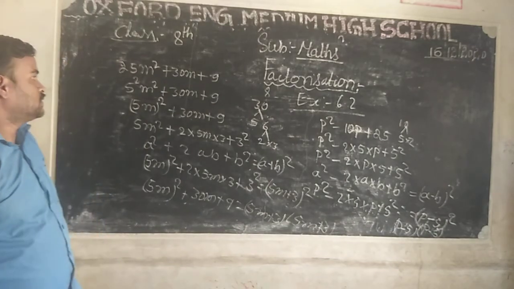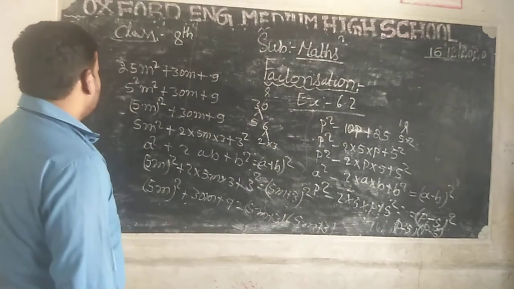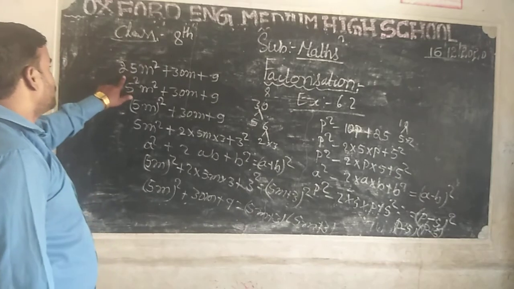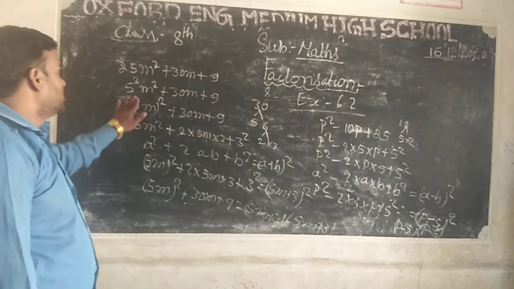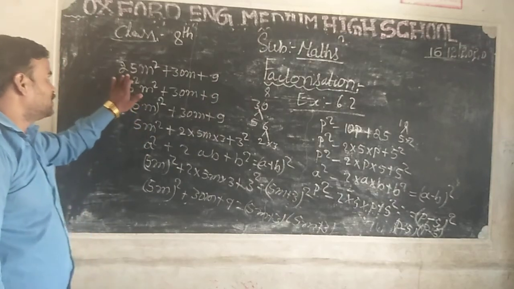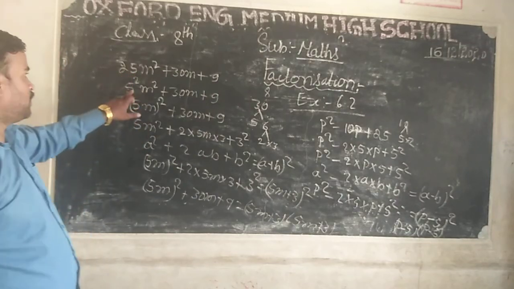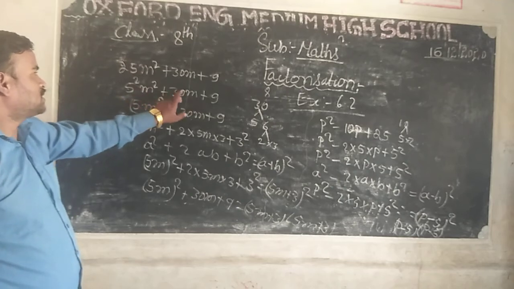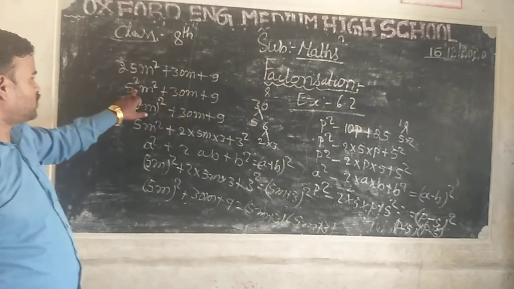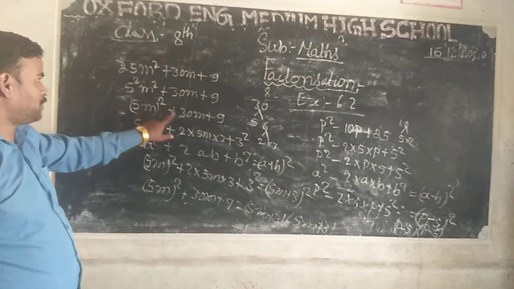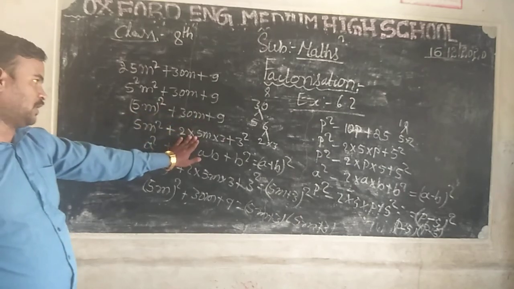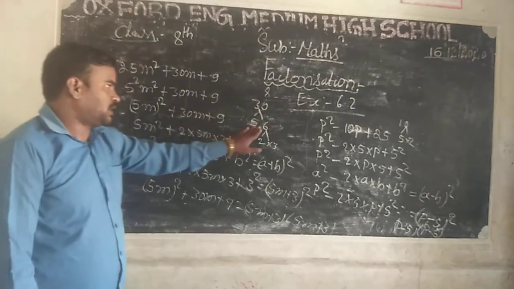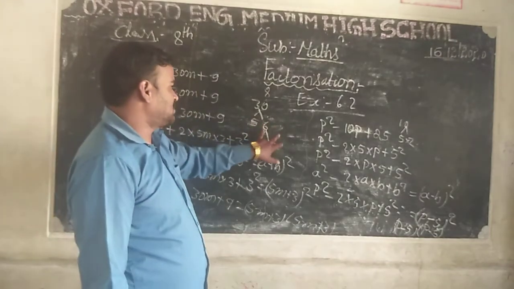Understand? So once again you listen carefully. 25m square plus 30m plus 9. This 25 in exponential form is 5 square, so 5 square m square plus 30m plus 9. 5 square m square is nothing but 5m whole square plus 30m plus 9. Now you split the middle term 30m. So 30m factors are 5 into 6, again 6 is 2 into 3.